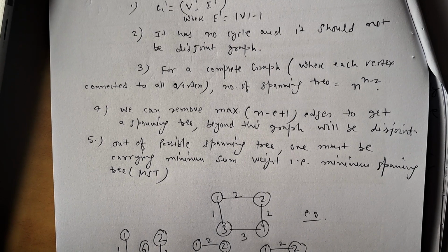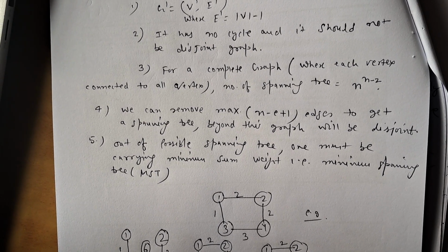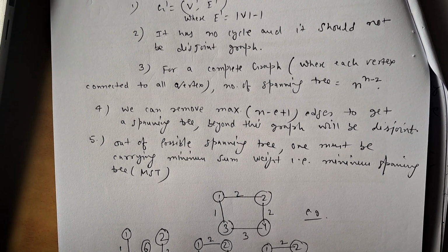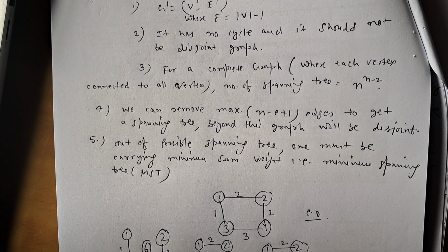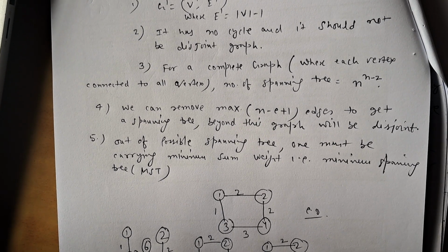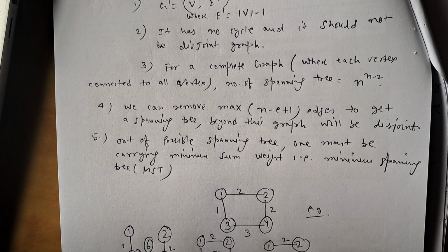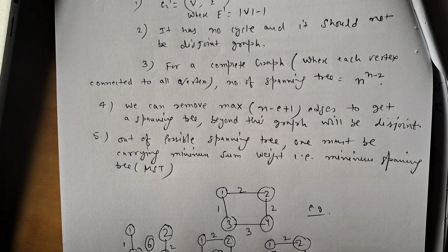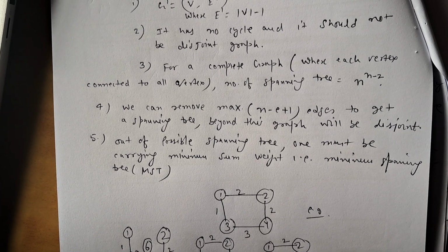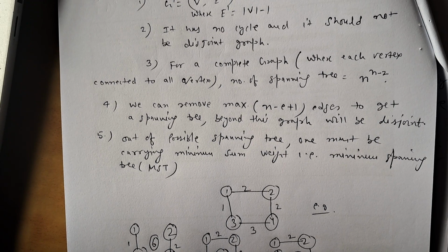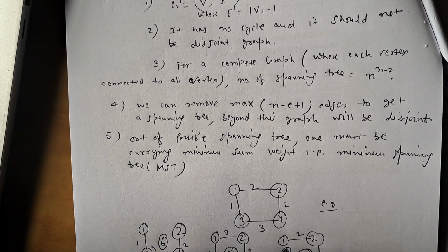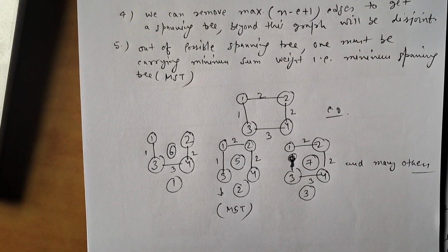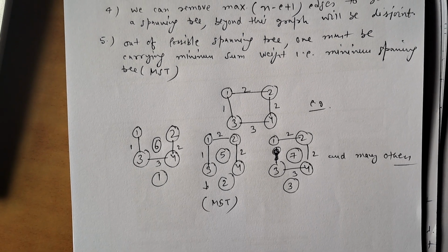From here you can understand the concept of MST, and MST simply indicates minimum cost spanning tree. There are several possible spanning trees, and out of them one spanning tree must carry the minimum sum total cost. That spanning tree is known as the minimum spanning tree of our graph. This is the third point, and we can see it from the graph itself. You can see the graph here. Let's say one example is written there.